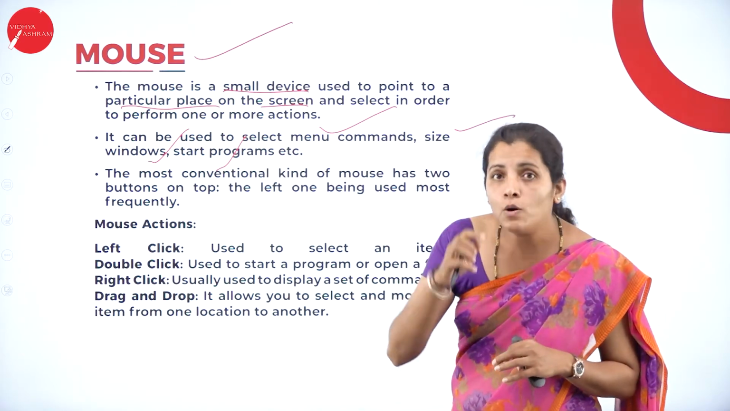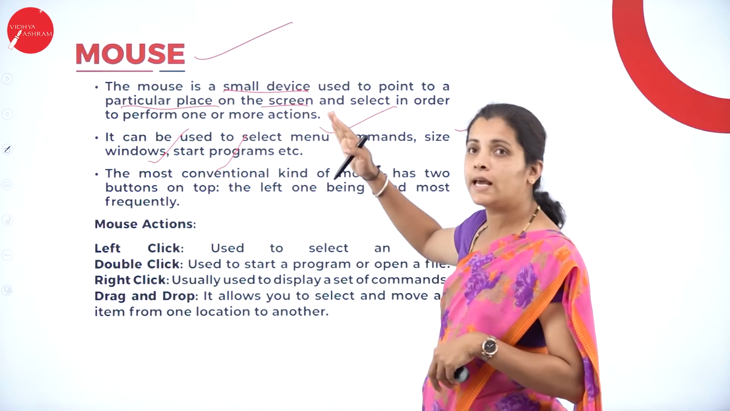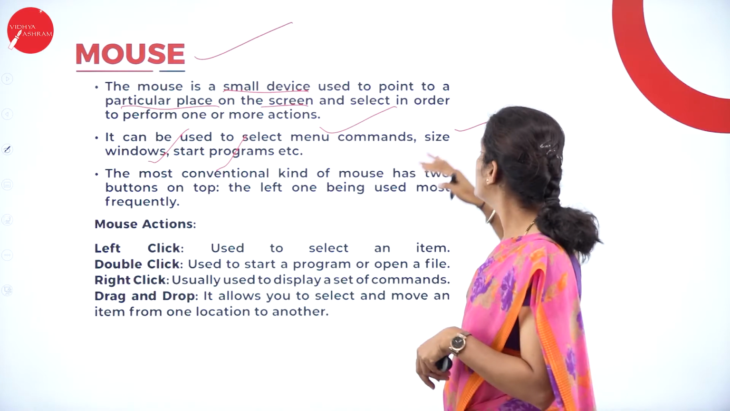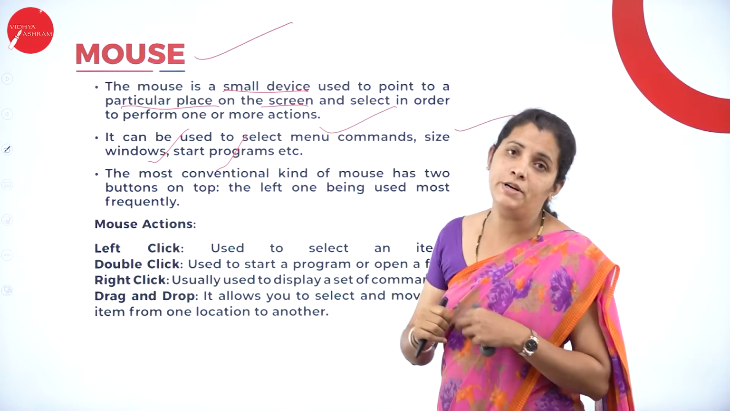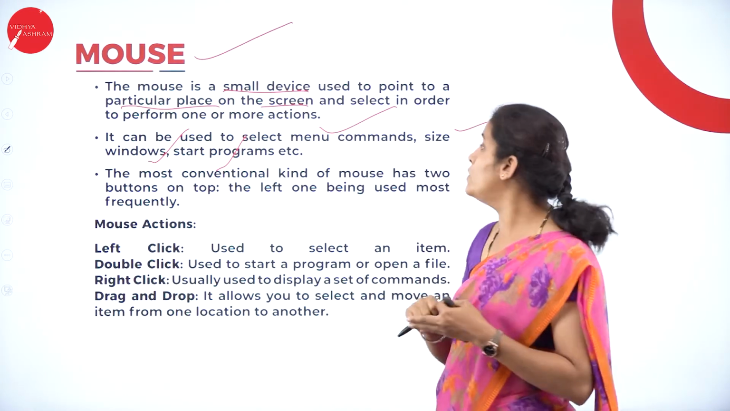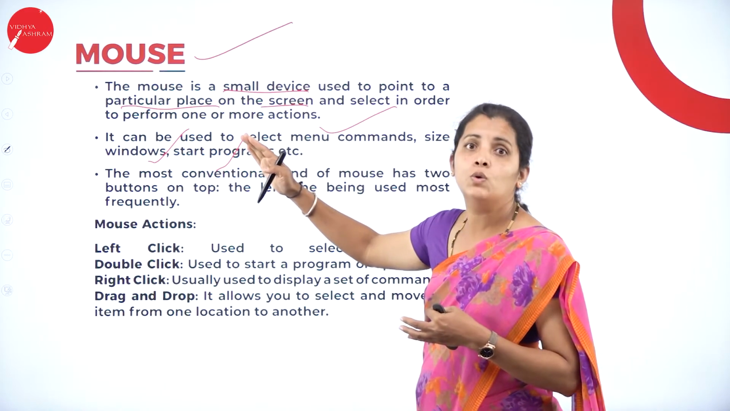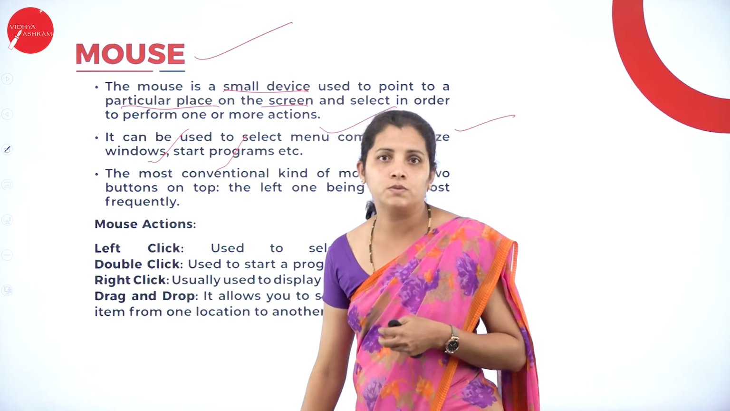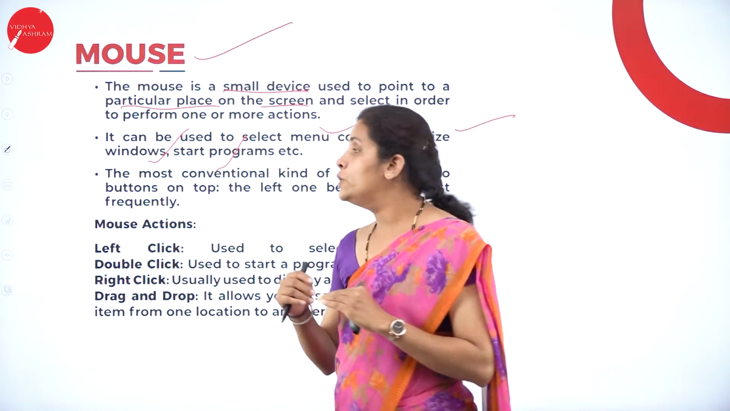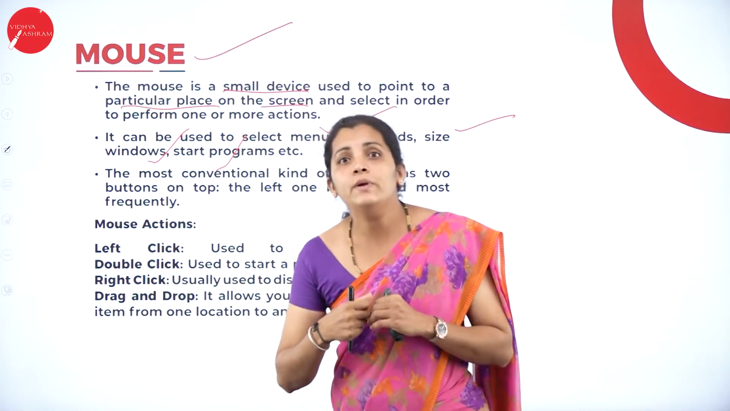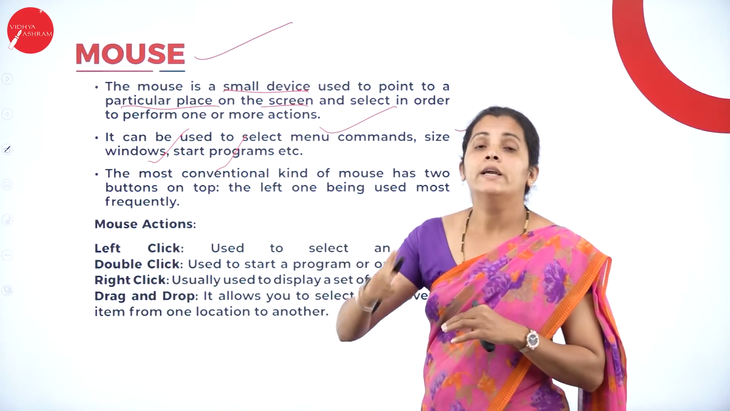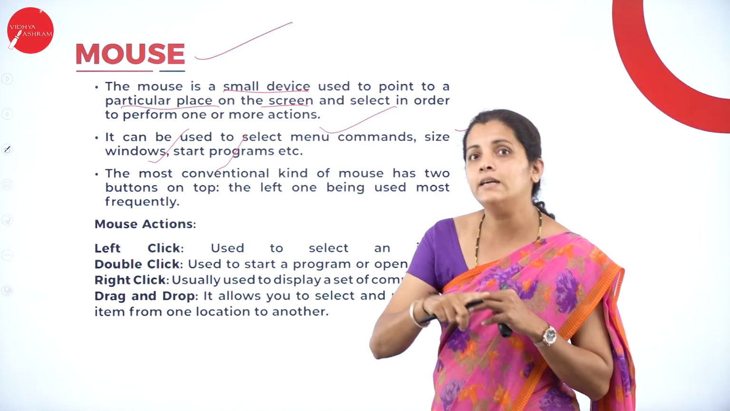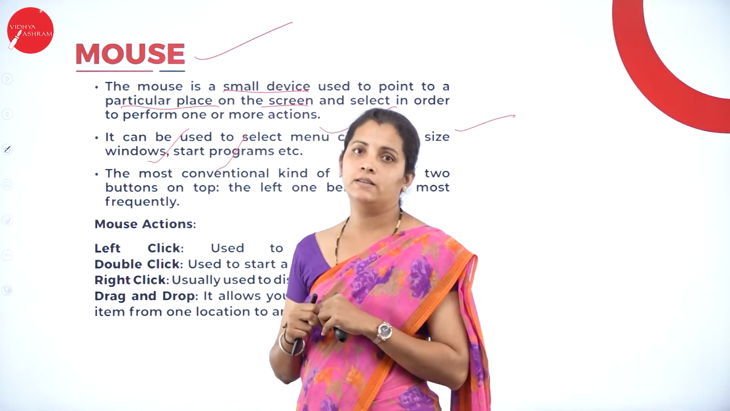So the mouse is mainly used to select menu commands. That means if you want to list the commands, or you want to resize the window, or you want to start a program, then you can use the mouse. Dear students, you may all be familiar with the mouse. On a mouse you get two buttons: one is the left button and one is the right button.